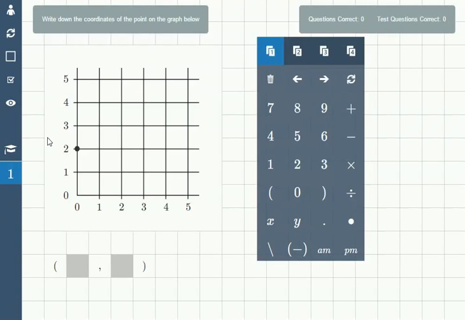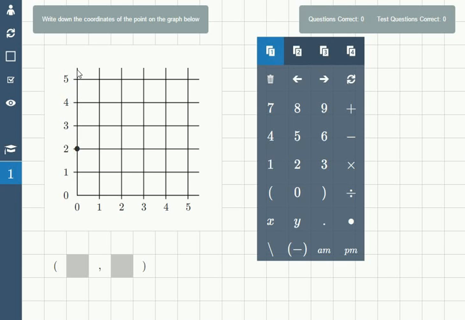To answer this question, we need to figure out the coordinates of this point on the graph. To do that, we need to know which is the x-axis and which is the y-axis. So the horizontal axis, or this one down here, is the x-axis, and the vertical axis is this one up here.